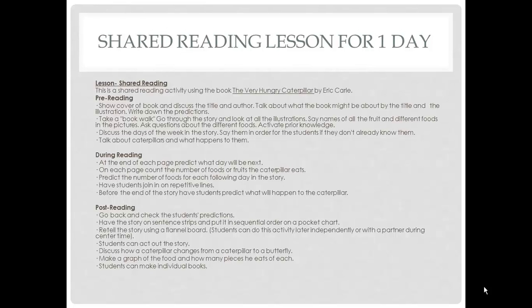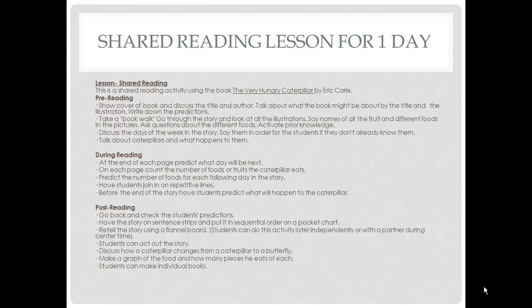Pre-reading. Show the cover of the book and discuss the title and author. Talk about what the book might be about, by the title and the illustrations. Write down the predictions. Take a book walk. Go through the story and look at the illustrations. See the names of the fruits and different foods in the pictures. Ask questions about the different foods.